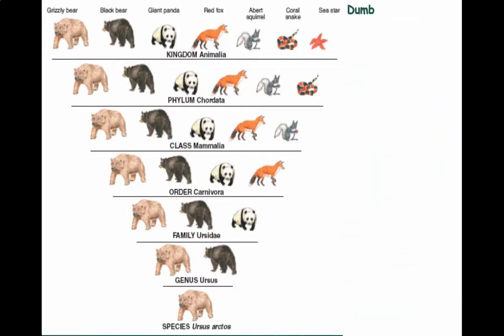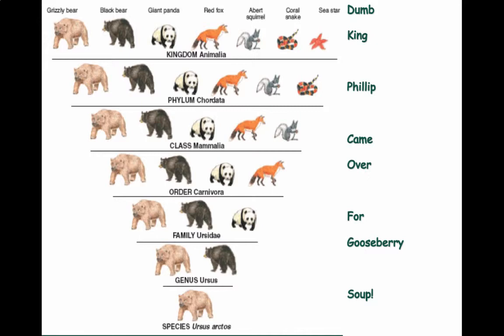So just for an example of a mnemonic device that will help you remember this: Dumb King Philip came over for gooseberry soup. Or dumb King Philip came over for green spaghetti. Or dumb King Philip called our family green snot. Whatever you want to use to remember it. But these are the taxon names.